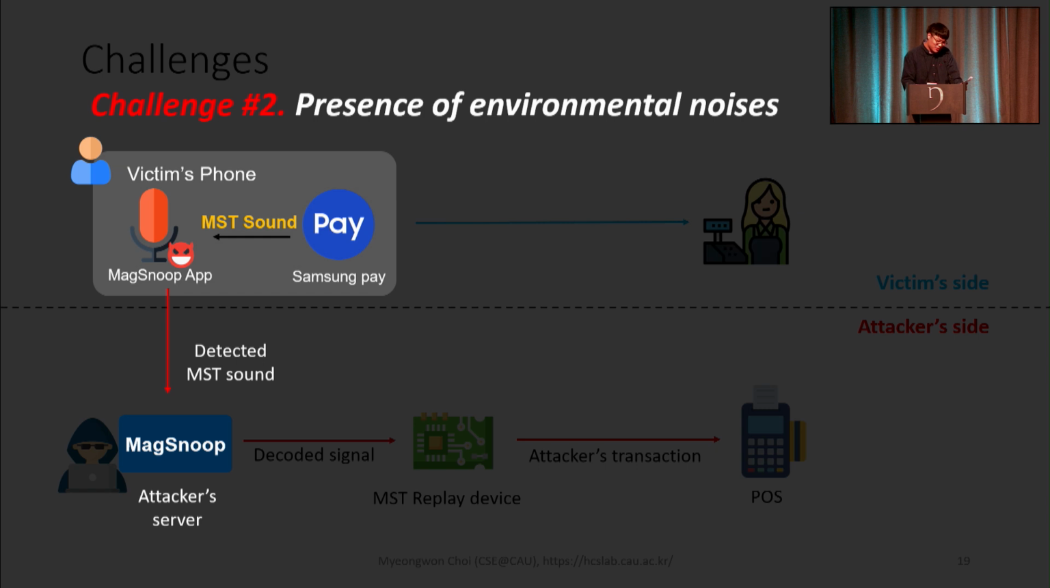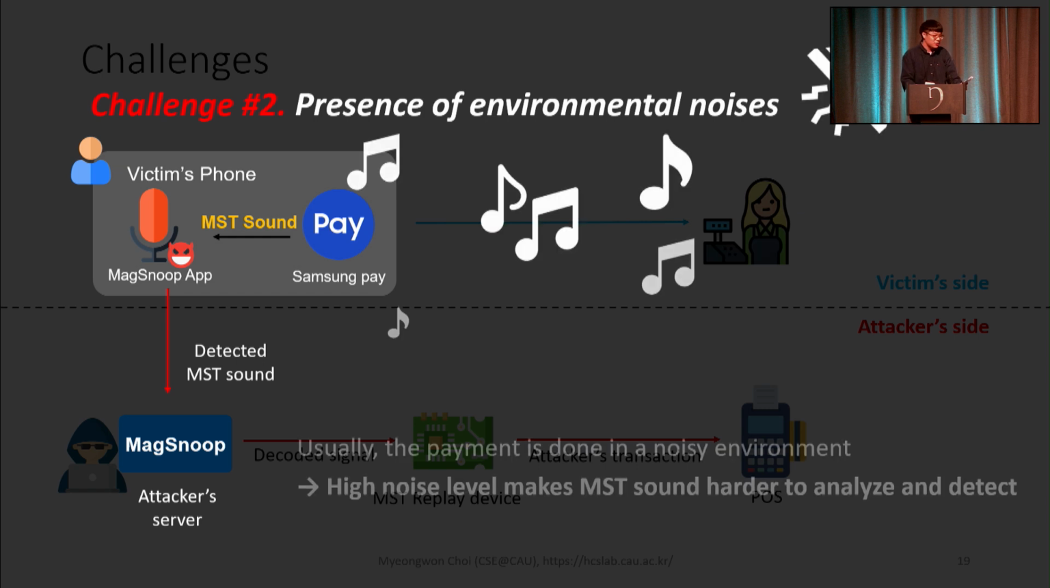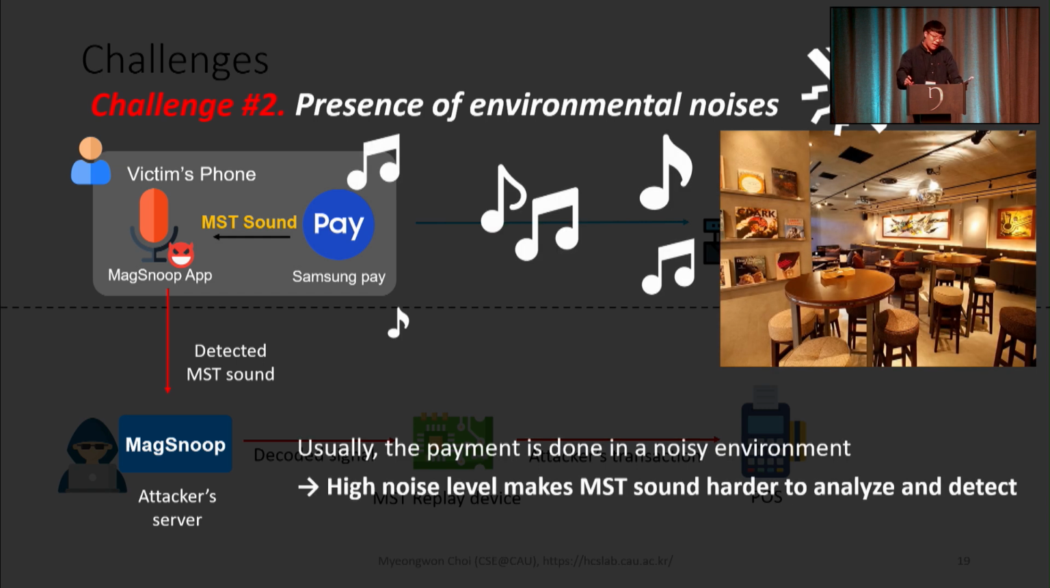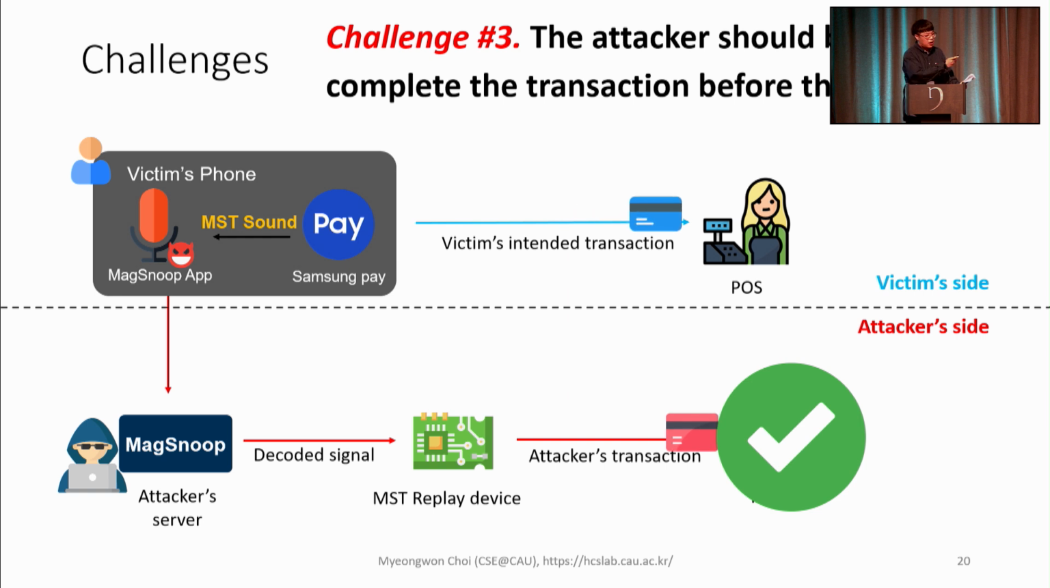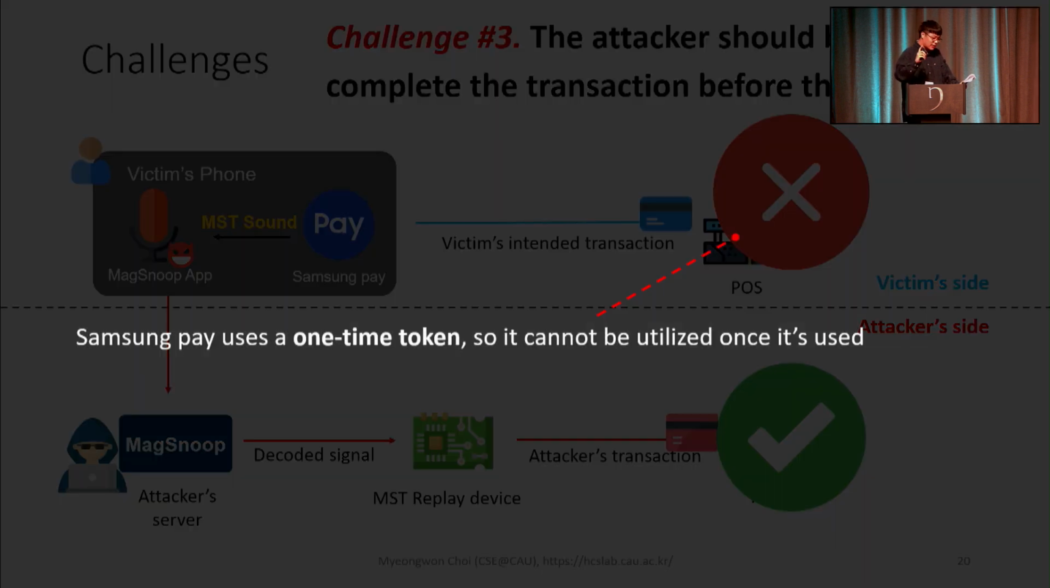The second one is the presence of environmental noise. You know, payment using Samsung Pay is done in a noisy place, such as a cafe or department store. These places usually have a high level of environmental noise, so this makes the MST sound even harder to detect. And third, the attacker should complete his malicious transaction before the victim completes his own payment. This is because Samsung Pay uses a one-time token, so it cannot be utilized once it's used.